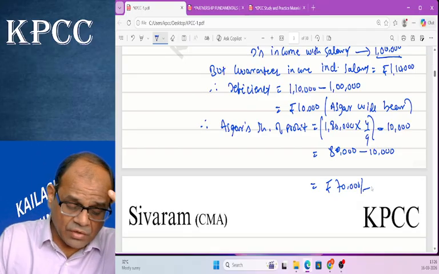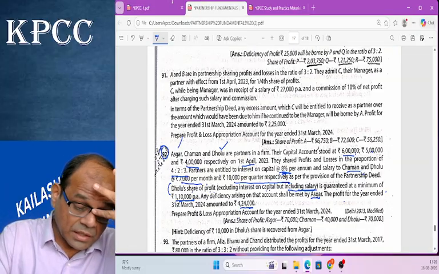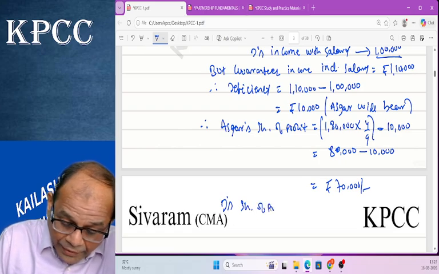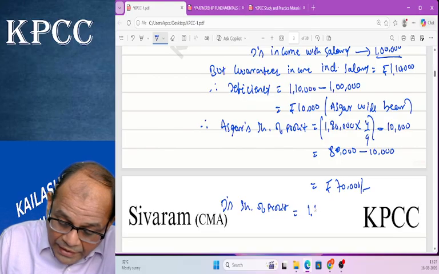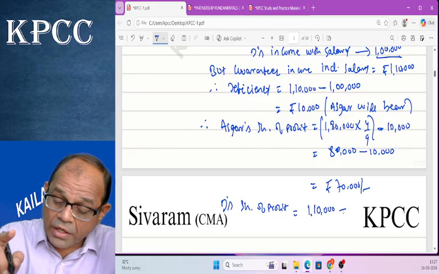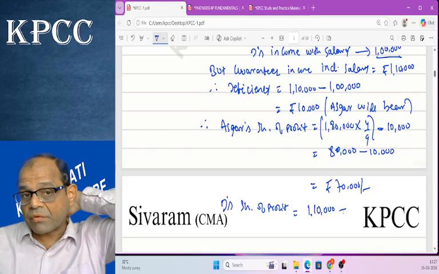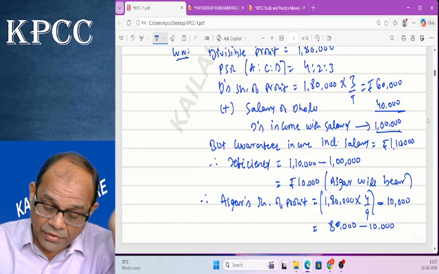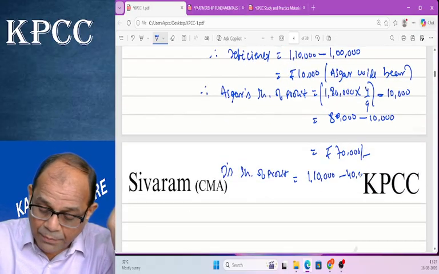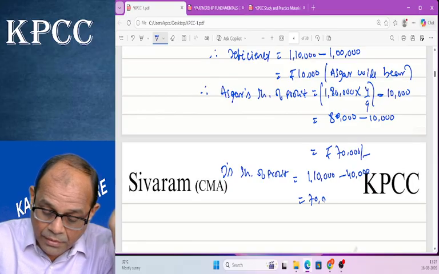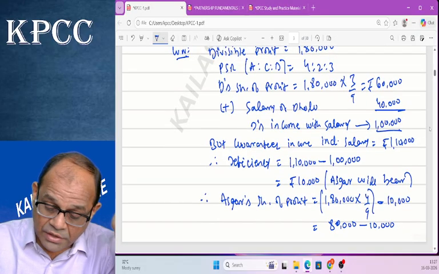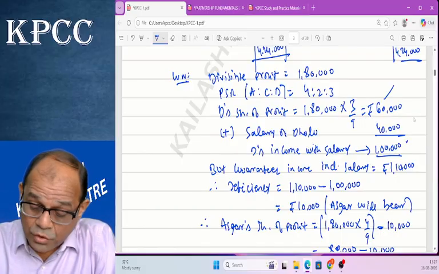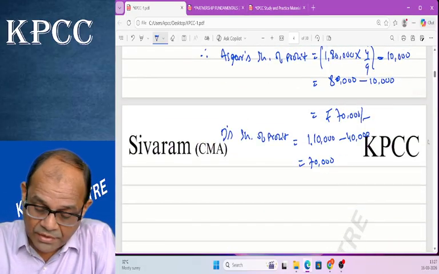Now Dolu's share of profit will be, see, out of 1,10,000 including salary. Salary already how much we have given? 40,000. So he will take profit of 70,000. Not 60,000, which we calculated in the working note. If you give 60,000, then it will get restricted to 1 lakh. So it has to be 70,000. So he will take 70,000 share of profit.